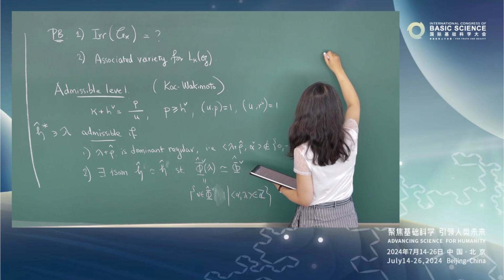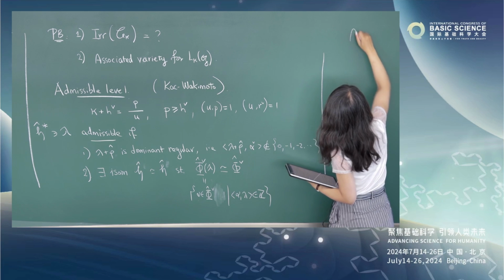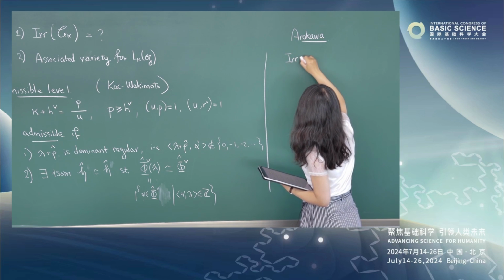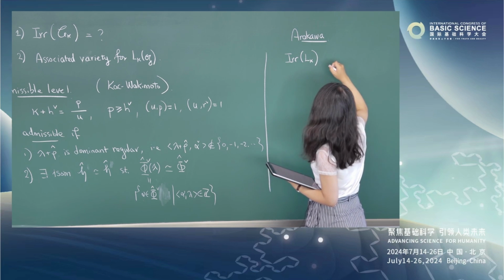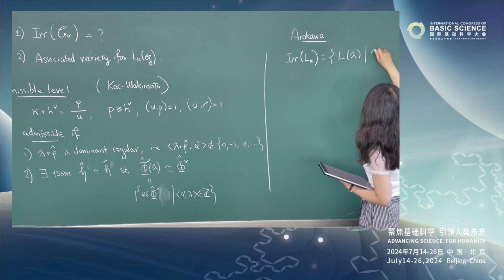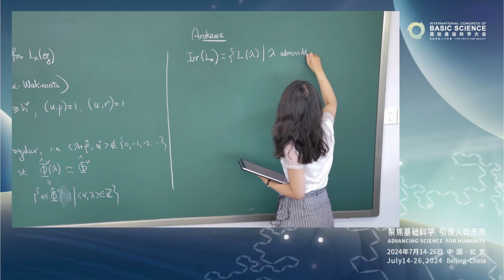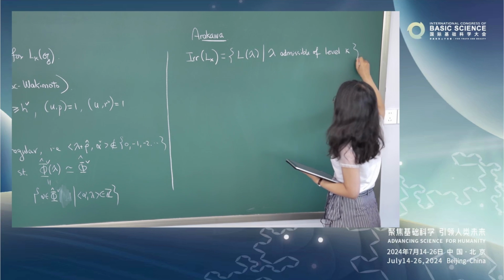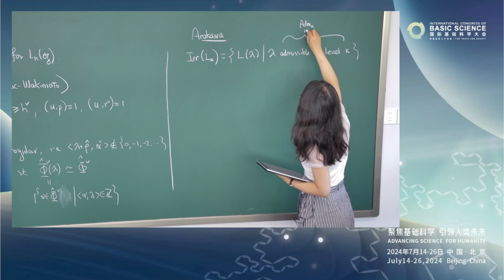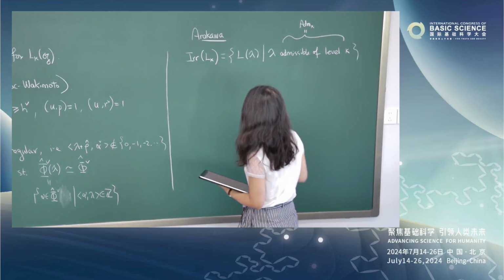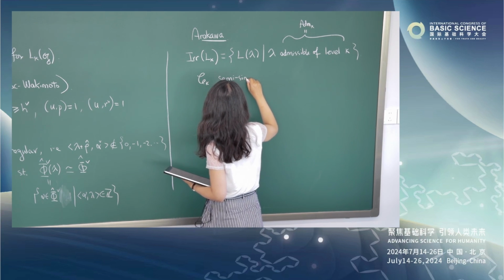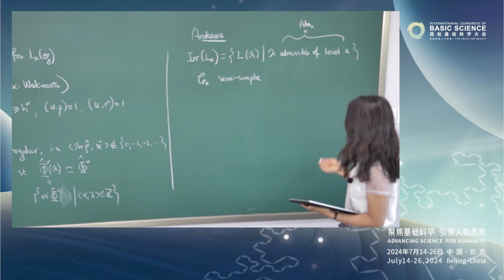It's a result of Arakawa that in this case, the irreducible representations of L kappa are exactly the admissible representations for the affine Lie algebra. This is the set of simple representations with highest weight lambda, where lambda is admissible of level kappa. I will denote the set of such weights by Adm kappa. And moreover, in this case, this category C kappa is semi-simple, so it really behaves like integrable representations.